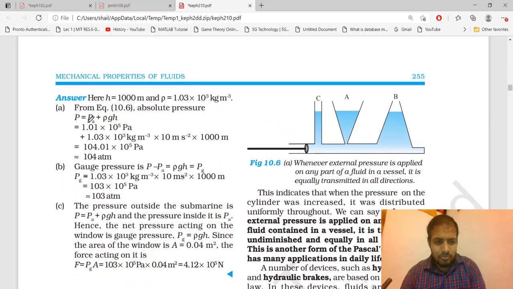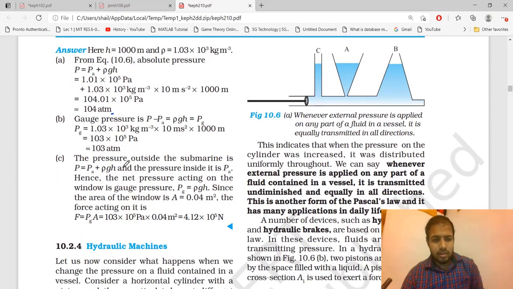P equals Pa, atmospheric pressure, plus rho g h. Here rho is the density of water. g h is known, so we calculate about 104 atmospheres. Gauge pressure, we know that is P minus Pa. So Pa is 1, if 1 atmospheric pressure, then we can subtract 1 and we will get 103 atmospheres. This is simple. The pressure outside the submarine is P equals Pa plus rho g h, and the pressure inside it is Pa.